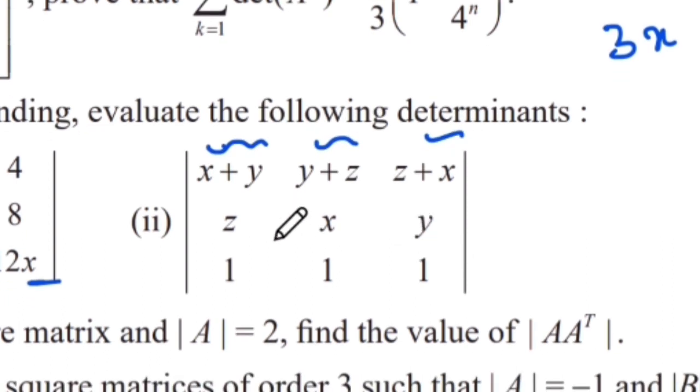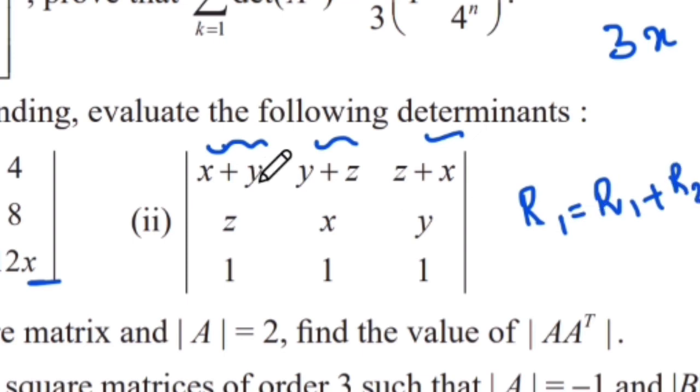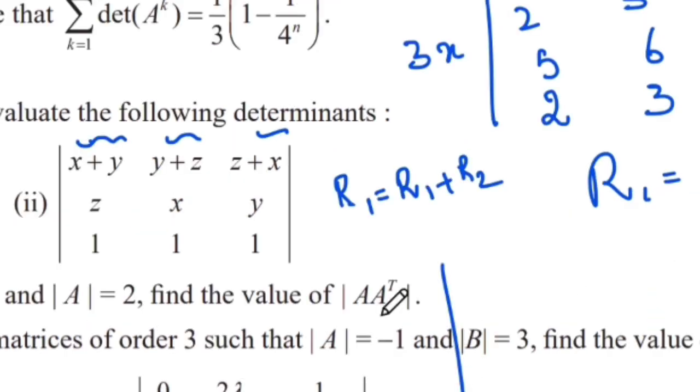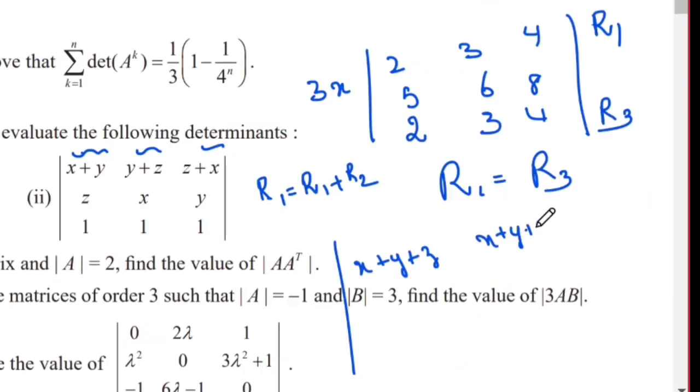Or one more thing you can do. See, x plus y. What is missing here? z. What is missing here? x. What is missing here? y. If I add that, that means you can write R1 as R1 plus R2. If I add R1 and R2, what will I get in the first row? x plus y plus z. Everywhere I'll get the same term: x plus y plus z, x plus y plus z.